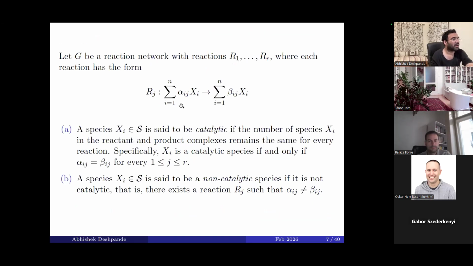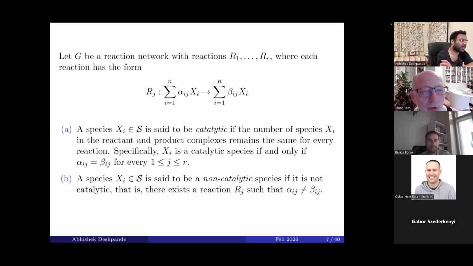So let me introduce another piece of notation, and that notation is the notion of catalytic species, right? So in what follows, I'll be using catalytic species. Let G be a reaction network with reactions R1 to Rr, where each reaction has this form: alpha_ij X_i to beta_ij X_i. A species Xi is said to be catalytic if the number of species in the reactant and product complexes remains the same, but this should be true for every reaction, right?